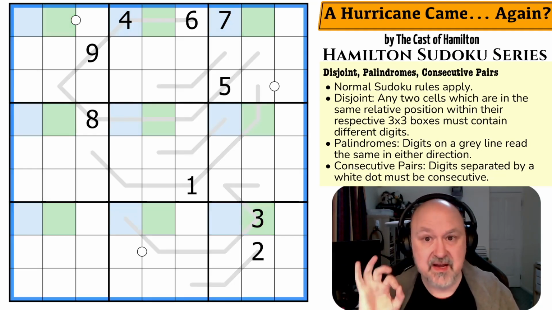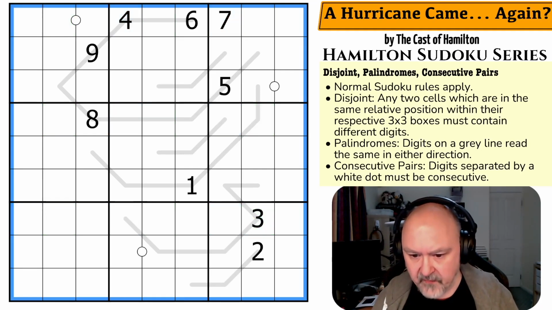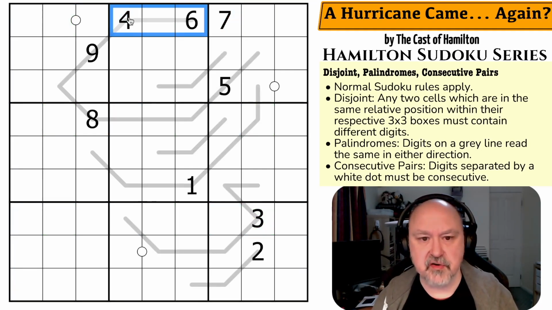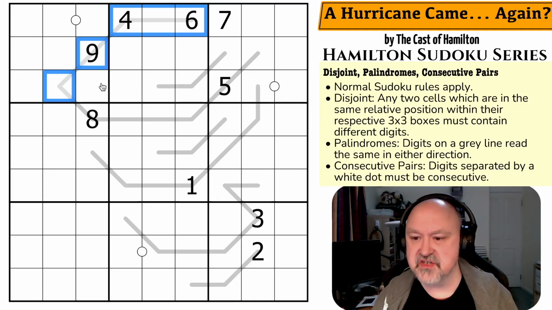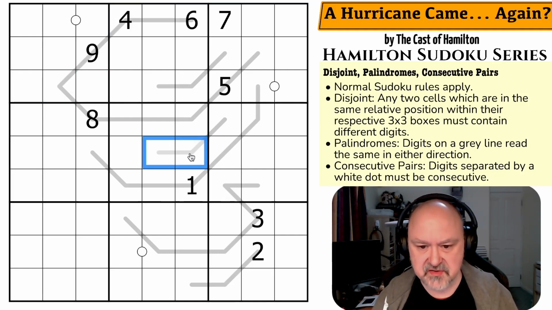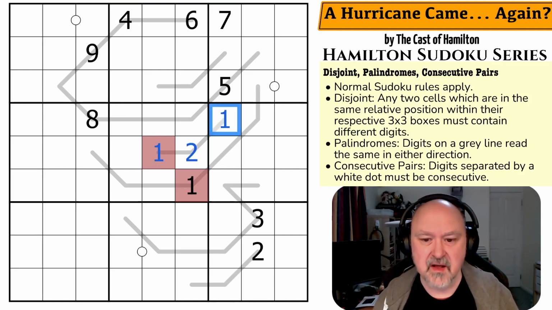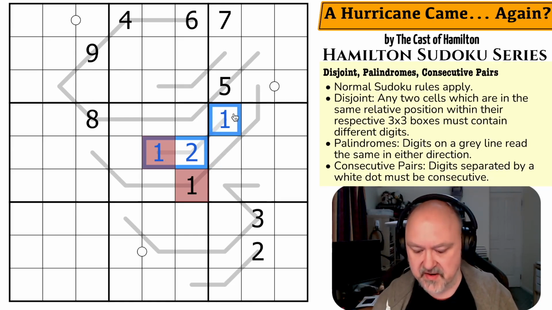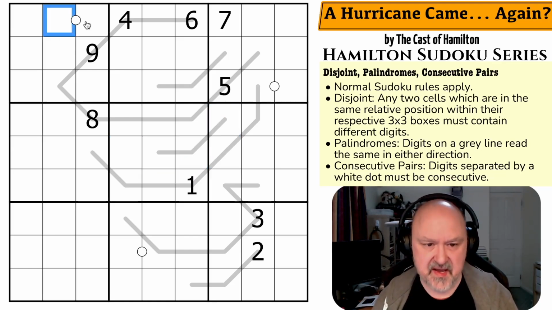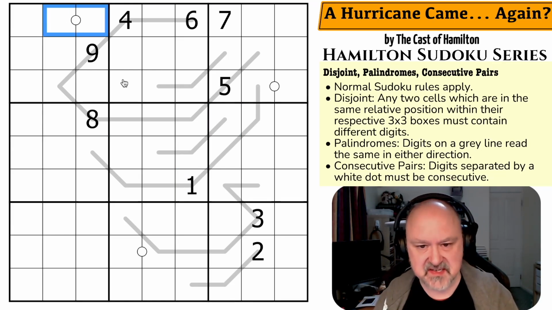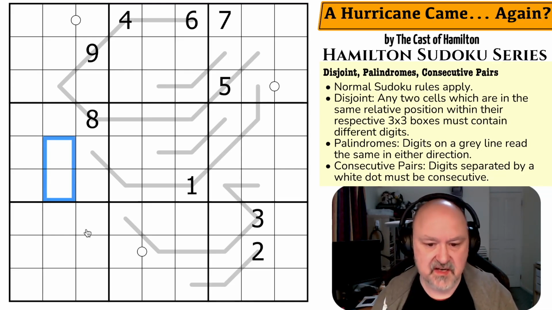Disjoint can be a bit weird and very tricky to scan. We have palindromes. The grey lines are palindromes, and the digits that go onto the palindromes must read the same in either direction. So let's use this one, for example. If this was, and it's not going to be, 1, 2, 1, then this would read 1, 2, 1, whichever direction you read it. So that's the way that works. And consecutive pairs: digits separated by a white dot must be consecutive, but you can have consecutive digits elsewhere in the grid. So these could be consecutive, that would be fine.